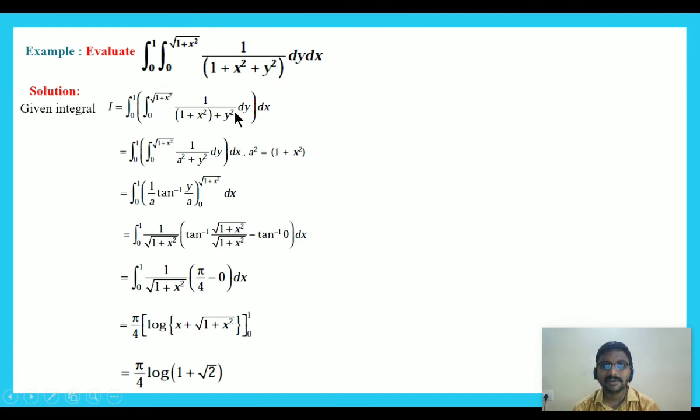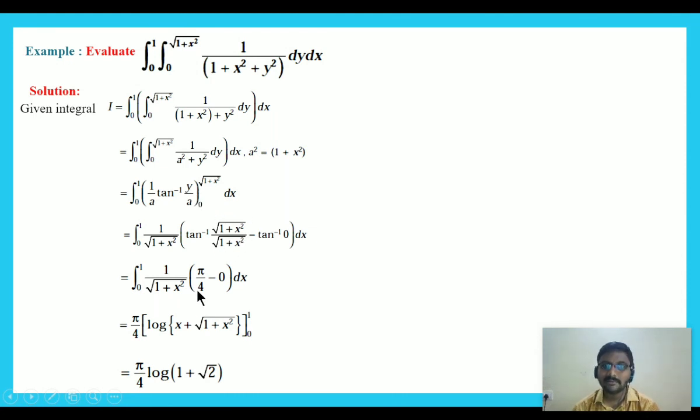Integration is applied first with respect to y and then x. While integrating with respect to y, we have to keep x as constant. 1 plus x square is here taken as a square. It looks like 1 by a tan inverse of y by a. So the answer is just replacing a with root of 1 plus x square and then substituting the upper limit as root of 1 plus x square and then lower limit as 0.